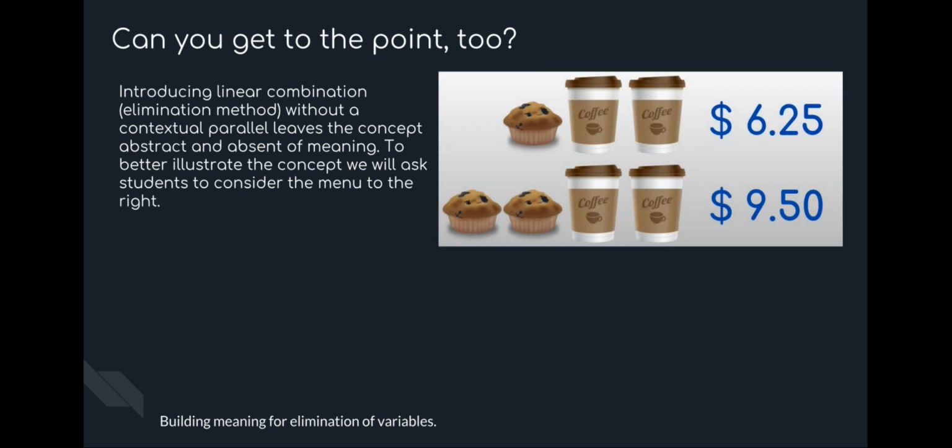We may just give students this menu and ask them to record their observations and their conclusions. Some of these may include that there's one extra muffin in the second order. The second order is more expensive than the first order. Students may gravitate towards the fact that the second order is two muffins and two coffees exactly. And other observations may be brought up by students.